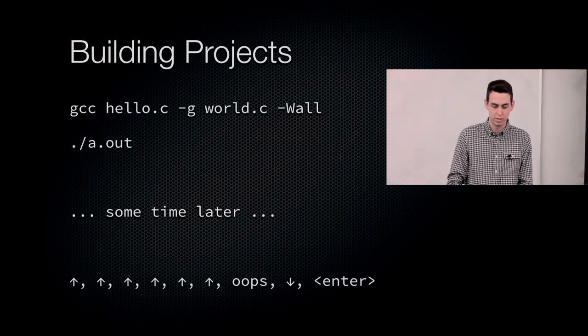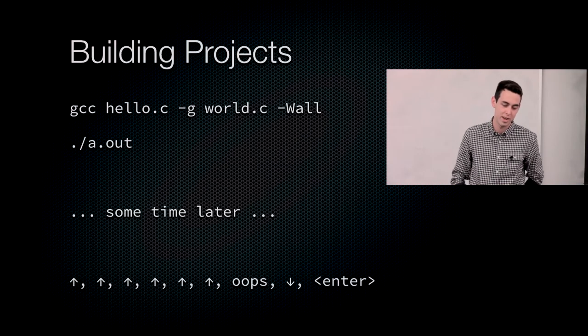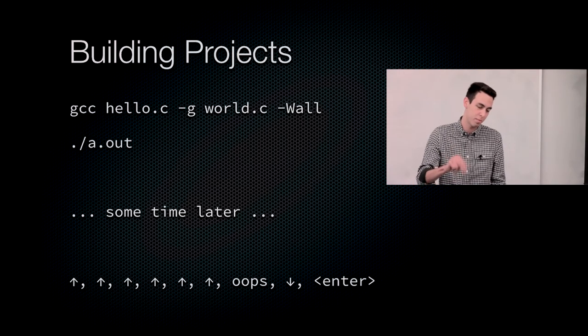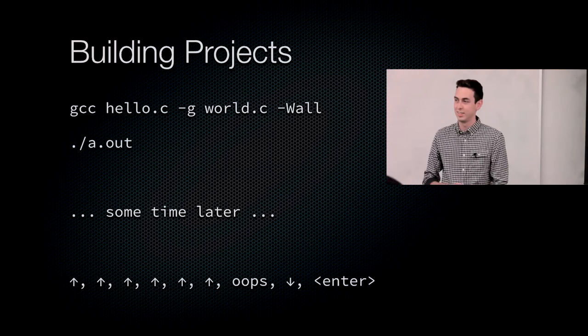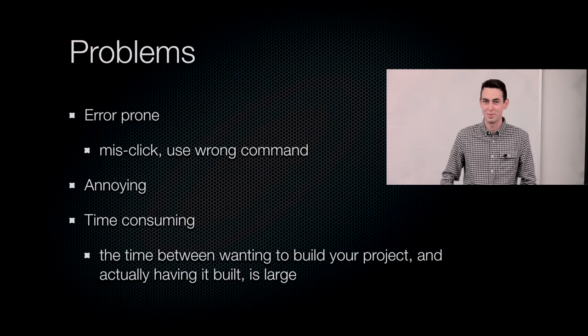And so tell me if this seems familiar. You have your build command to run GCC, then you run your program, do some development, and sometime later when you need to rebuild your project, it's up, up, up, up, up, up, up, and then you miss it by one, go down, and then hit enter, and that's how you get back to your GCC command line, right? Thank you, Jesse. This is really common. This is what I did for a long time. There are some problems here, I think we could all agree.